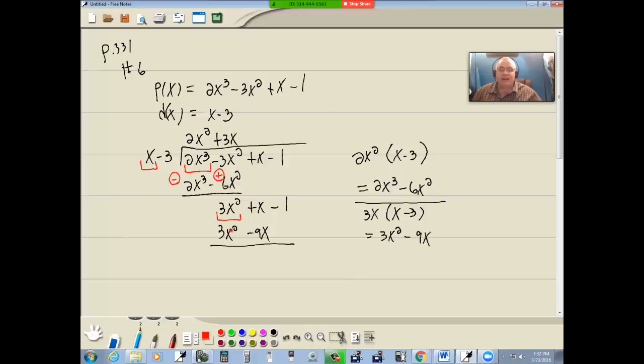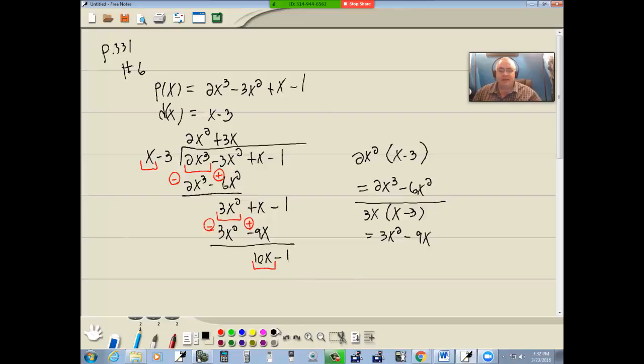Now we're going to subtract that line, which means flip signs. So this becomes negative, this becomes positive. 3x squared minus 3x squared drops away. Negative x plus 9x gives us 8x. And then I'll carry down the minus 1.